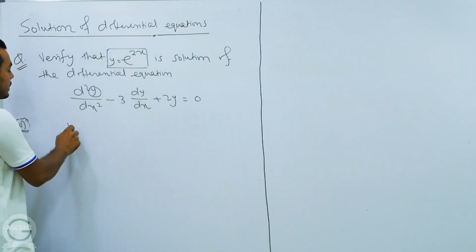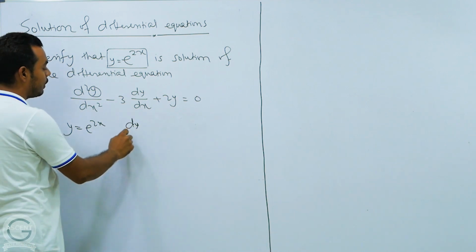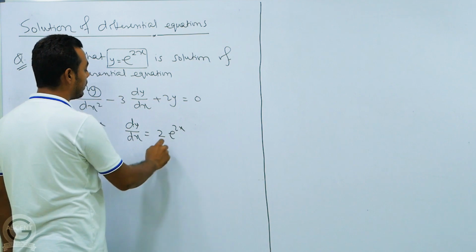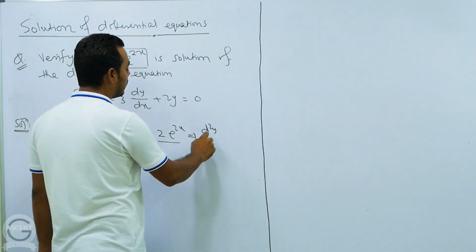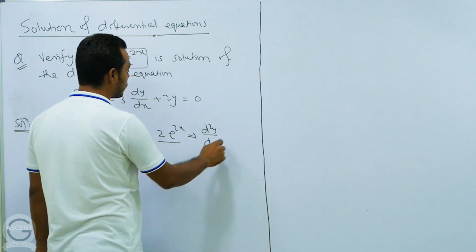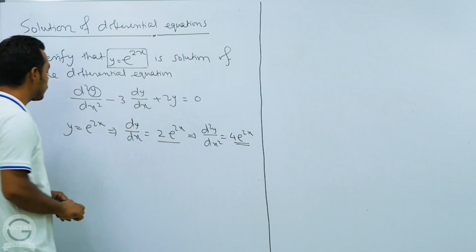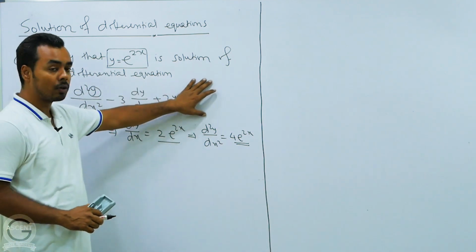So y is e to the power 2x. Now what will be the value of dy by dx? dy by dx will be 2 into e to the power 2x, and for d2y by dx square we again have to differentiate this, so we will get 4 into e to the power 2x. Now we have to show that for this function the left hand side will be equal to right hand side.